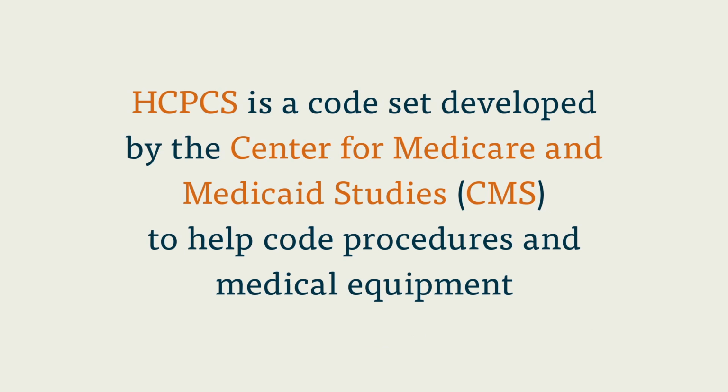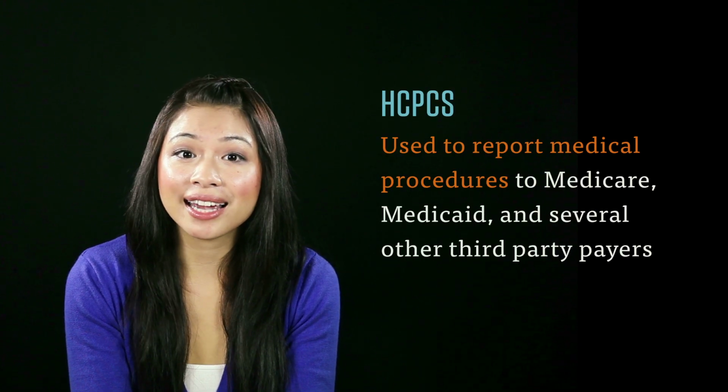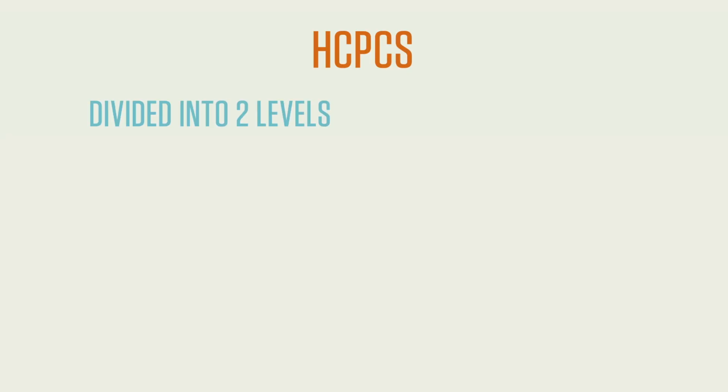HCPCS is a code set developed by the Centers for Medicare and Medicaid Services, CMS, to help code procedures and medical equipment. HCPCS codes are used to report medical procedures to Medicare, Medicaid, and several other third-party payers. HCPCS is divided into two levels. The first level is identical to CPT Category I.